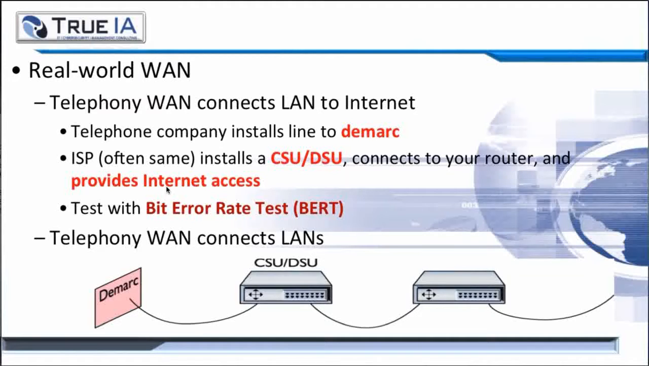So how does this work in the real world? Well, telephony WANs connect LANs to the internet. They do that via the DMARC. Your ISP installs a CSU-DSU, which then connects to your router. The way they verify their connectivity is via a BERT.